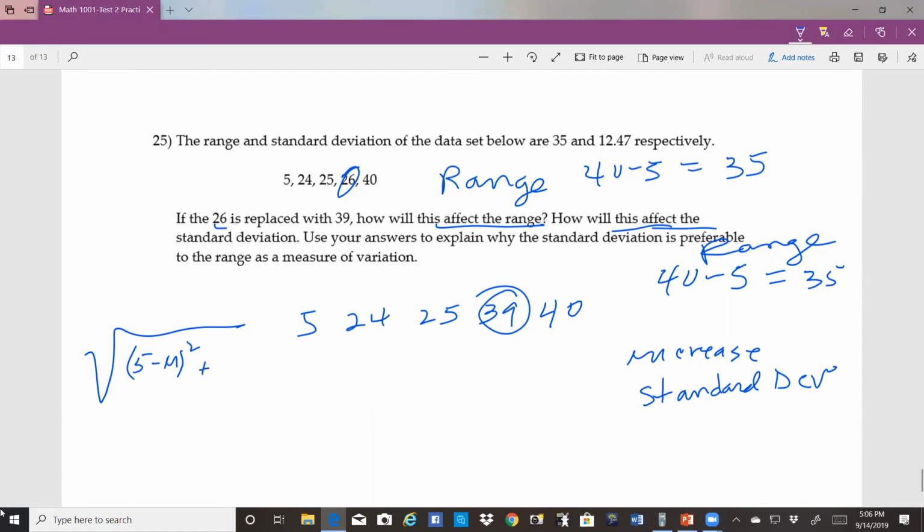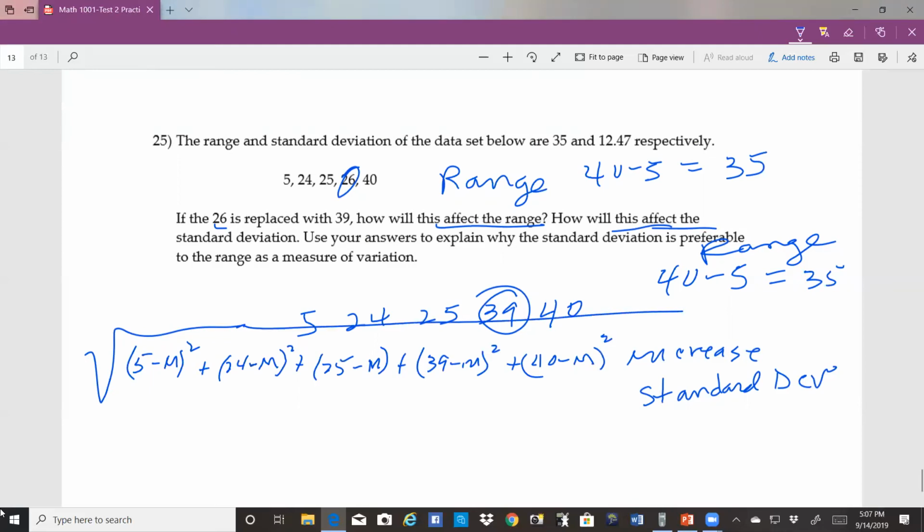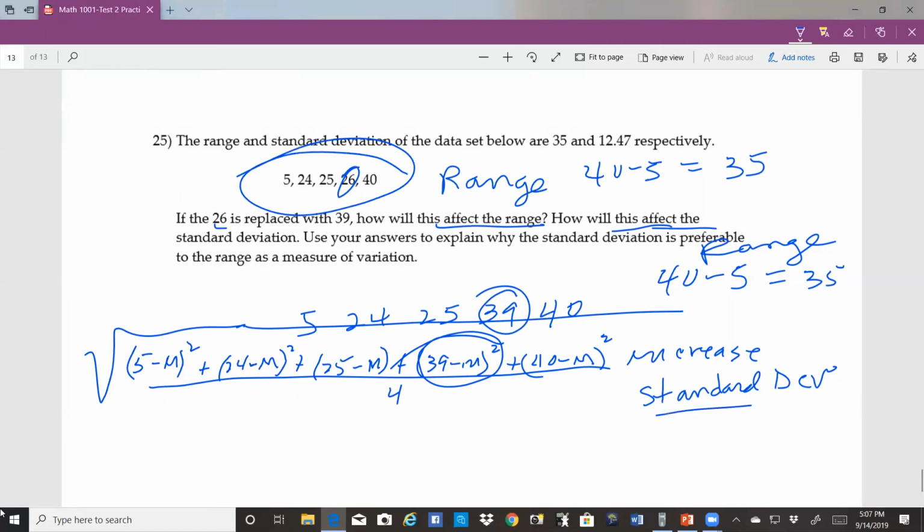squaring it, 24 minus the mean, squaring it, 25 minus the mean. And then instead of putting 26 in, we put 39 in, square it, and then 40 minus the mean, square it. And then divide this by 4, which is n minus 1. Obviously, we've got a larger number to add up here than we would have for the original set of data. So it increases the standard deviation.